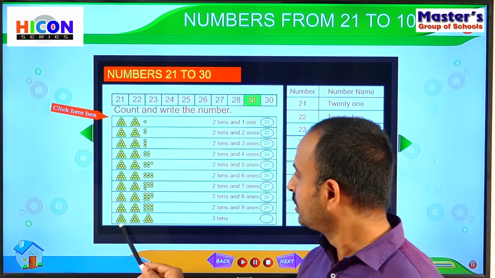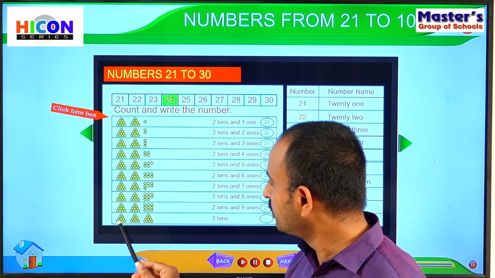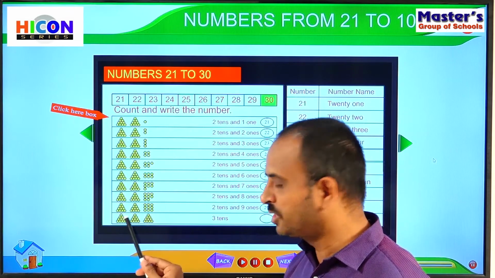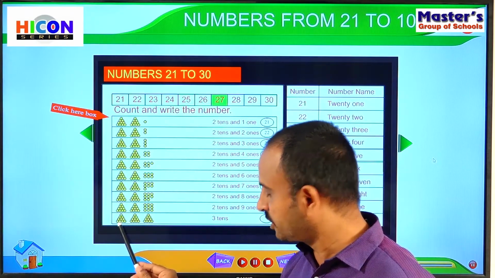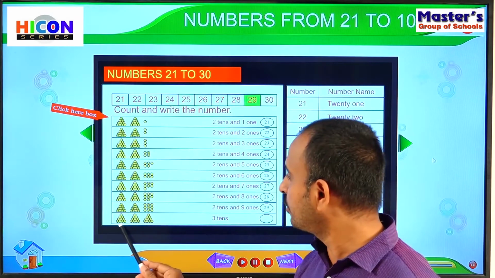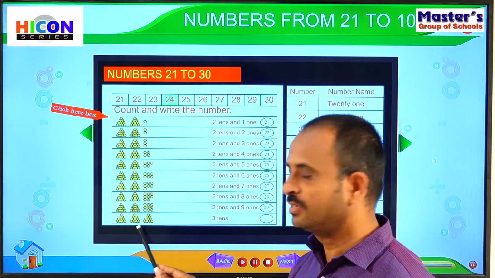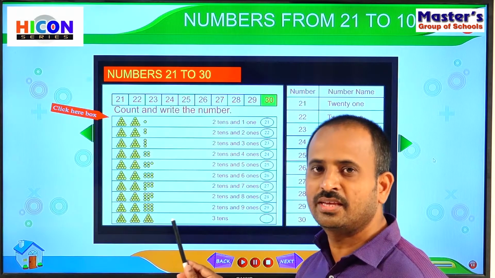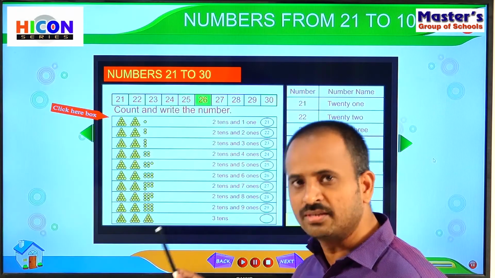See the last one. Children, how many tens are there? There are 3 groups. Each represents 1 ten. This is the first ten, second ten, third ten. So how many tens are there in total? There are 3 tens. But there are no single balls here. That means there are no ones.